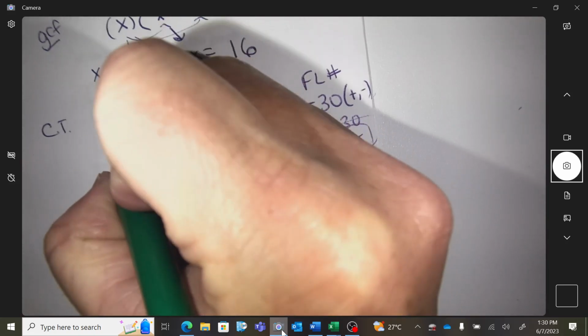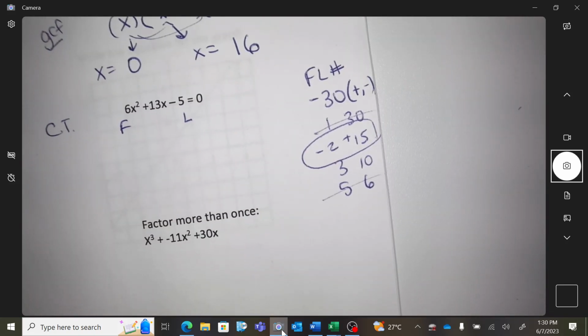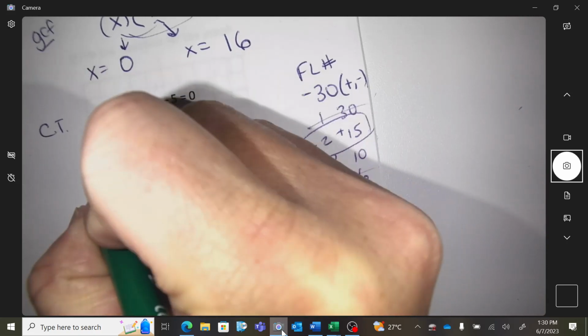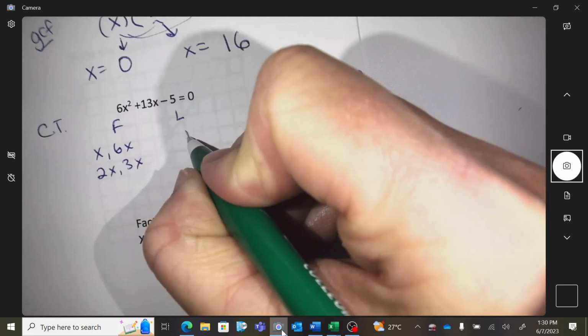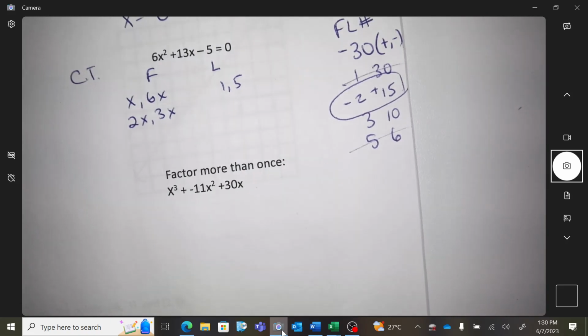Okay, give me the separate F list, L list. How could you make the F? Okay, now it's the partnership time. You got to puzzle this thing together. Give me a partner that would produce a 2 and a 15. What with what? What with what?